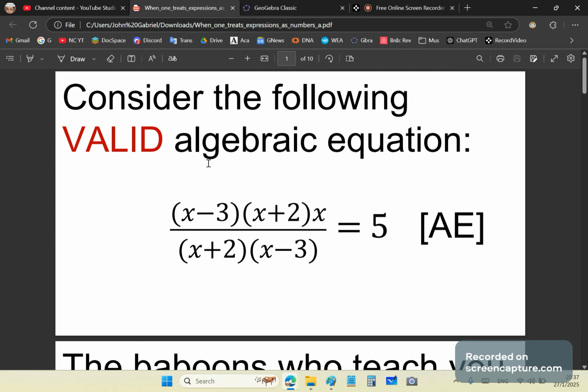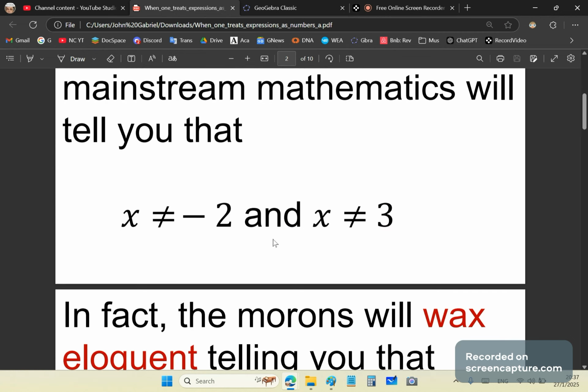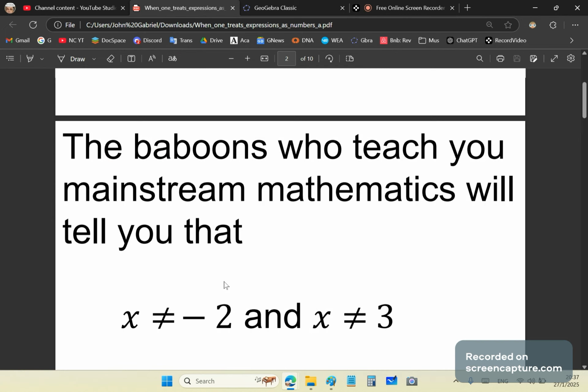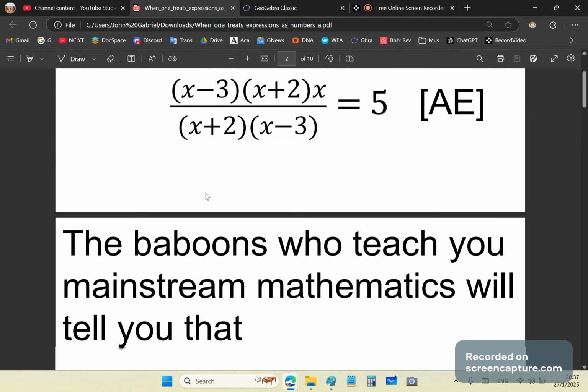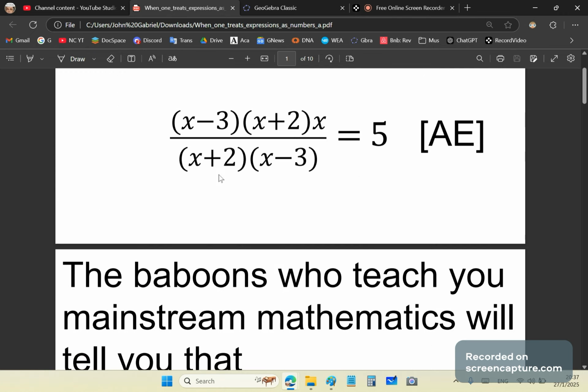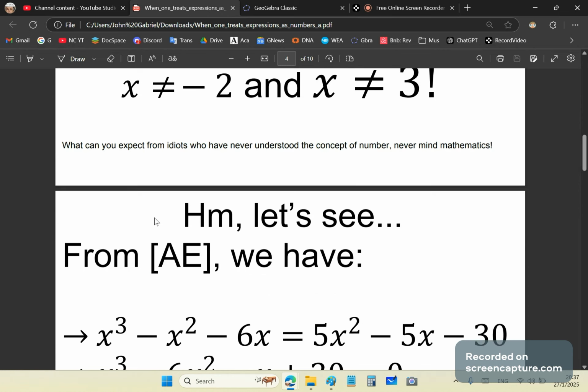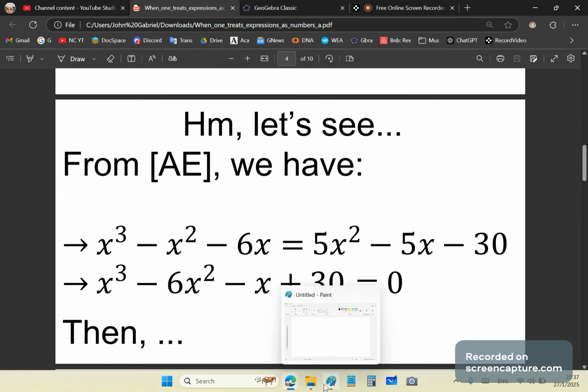I said, consider the following valid algebraic equation. Okay. And I called it AE. Those who teach you mainstream mathematics will tell you that x is not equal to minus 2 and x is not equal to minus 3. And they will wax eloquent telling you that x is not equal to minus 2 and x is not equal to minus 3. And let's see, so how did I get that?